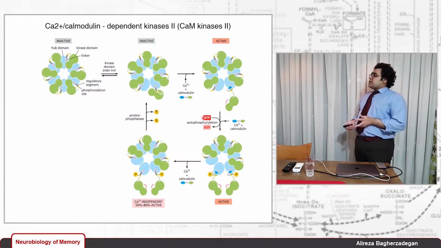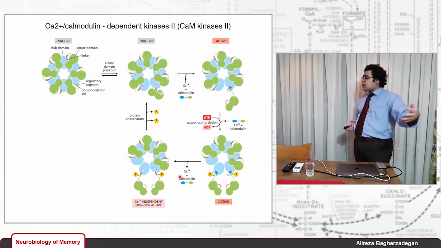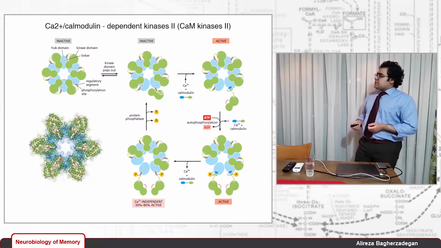So this autophosphorylation is very important. It prolongs the active state of CaM-kinase II by trapping the calcium calmodulin in place, and by turning CaM-kinase II into a calcium-independent enzyme. So even after the detachment of calcium calmodulin, it stays active until a protein phosphatase dephosphorylates that. Okay, and this is just a spectacular quaternary structure in ribbon form. It's very beautiful.